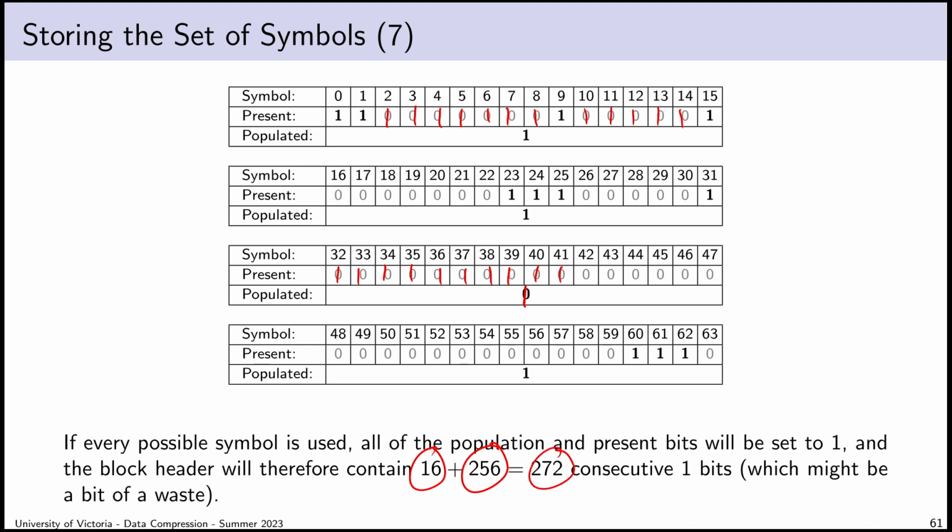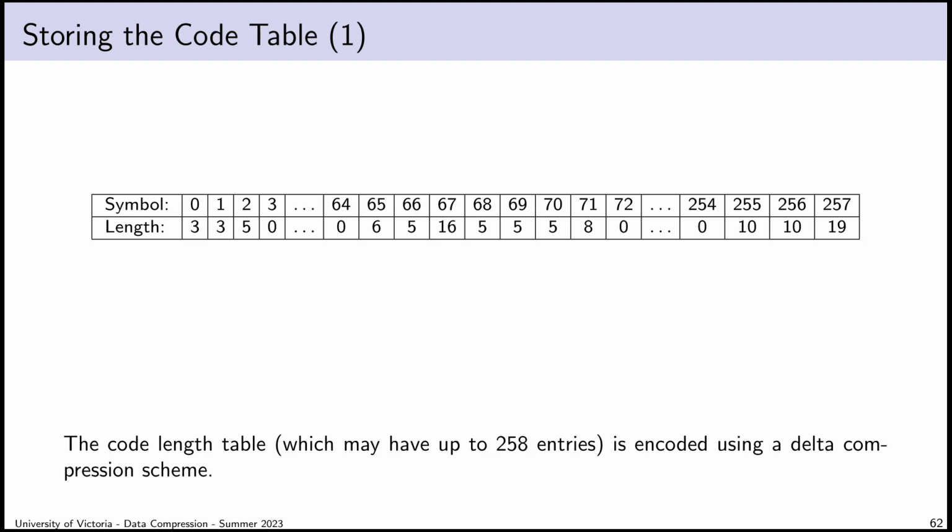So in blocks that have a very diverse array of possible symbols, I use maybe up to 272 extra bits, or I waste some of those bits. On the other hand, in cases where the block contains relatively few different symbols, I can achieve a little bit extra compression here. So anyway, I end up with this code length table.